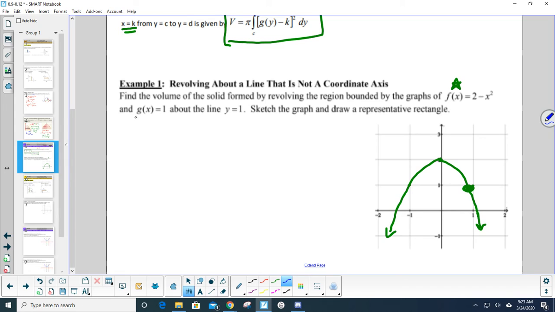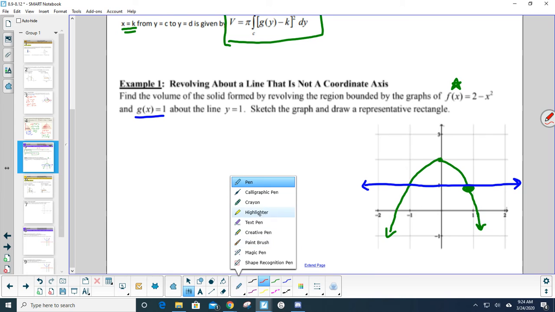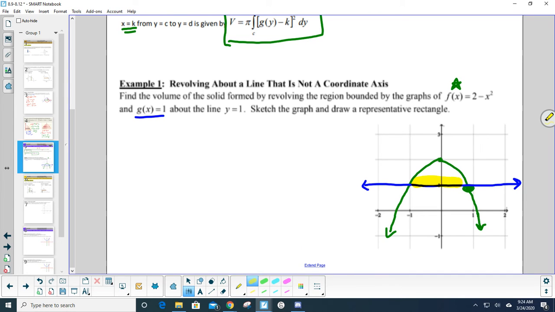Now we are also going to come up with another one. Our g of x is that guy. So find the volume of the solid formed by revolving the region bounded by the graphs f of x and g of x. So we are looking at this shape in here. This guy in here is what we're going to be rotating. But we're not rotating about the axis. We're rotating it actually about g of x.